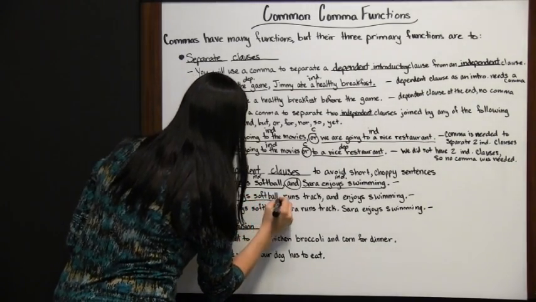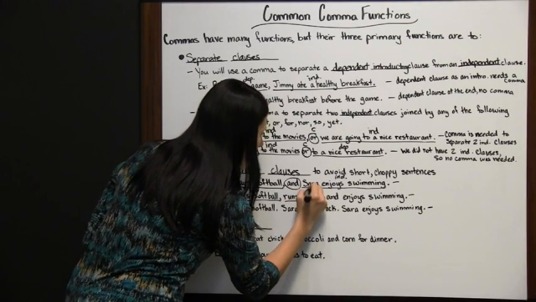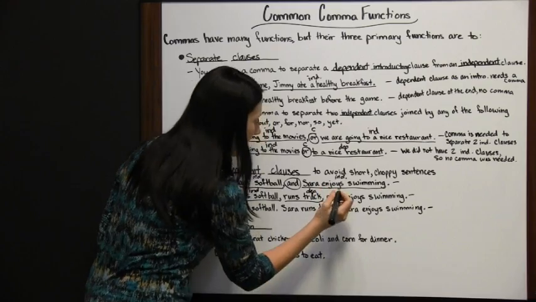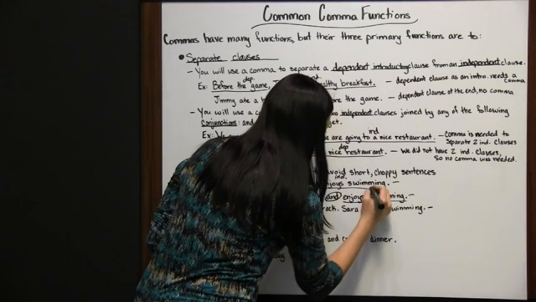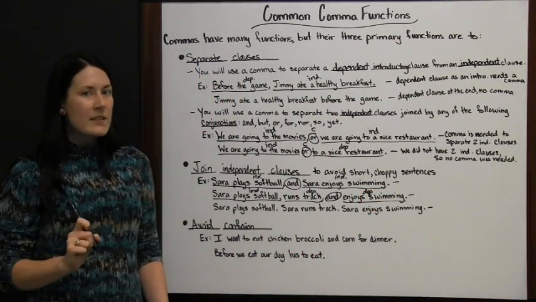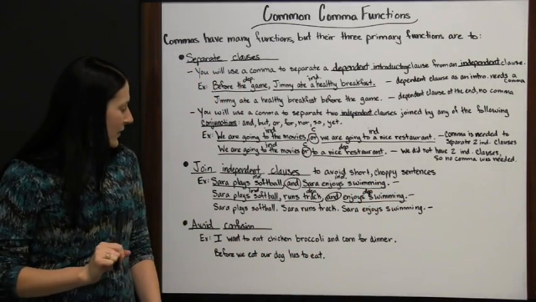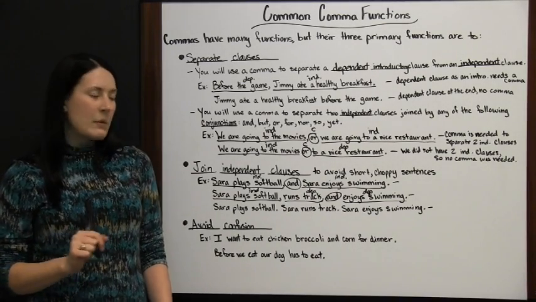So Sarah plays softball. This is independent. Runs track is dependent. We have our conjunction, and enjoys swimming is dependent. Yet we still had those commas. And then let's look at the last version. Sarah plays softball, Sarah runs track, Sarah enjoys swimming.